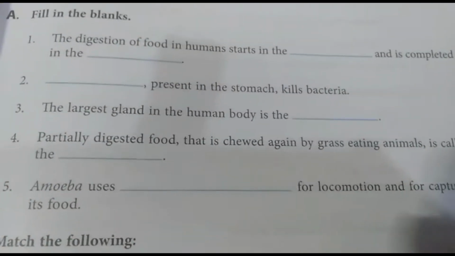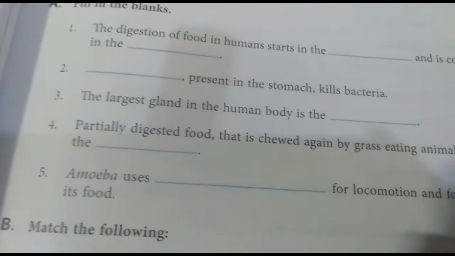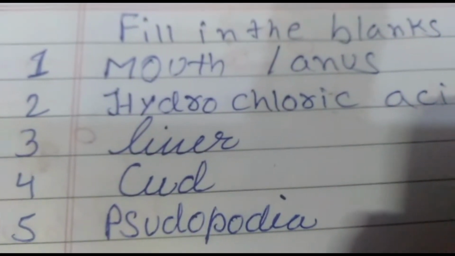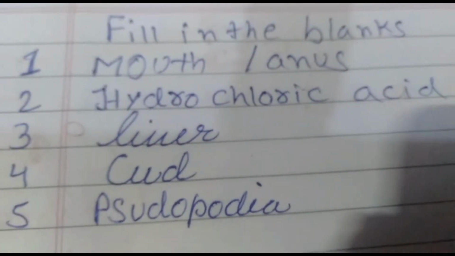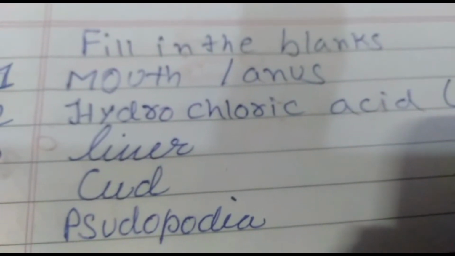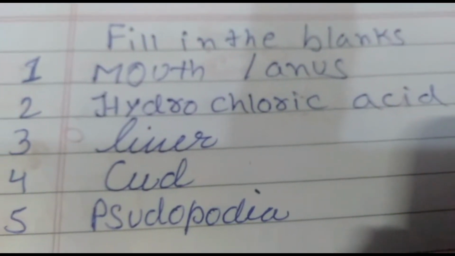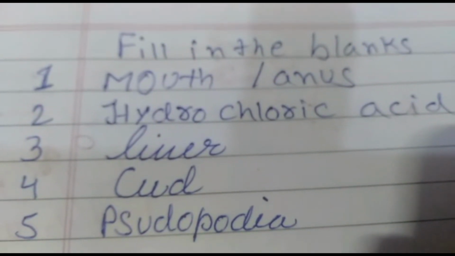Now, once again, I am repeating the answers. Please make it correct. First is mouth and anus. Second is hydrochloric acid, that is HCl. Third, liver. Fourth, curd. And fifth is pseudopodia.